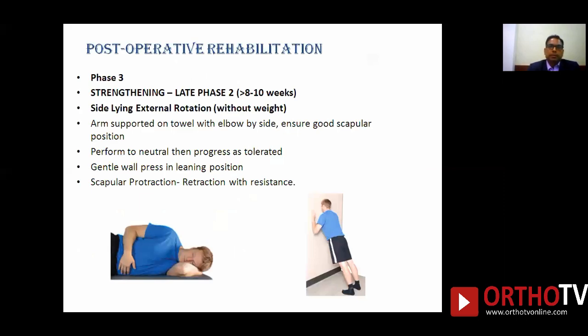Now once you get the full passive range of motion, a late phase of strengthening can be started. That will be after 8 to 10 weeks post-operatively. Then in this stage, the side-lying external rotation, with the arm supported on the towel and the elbow by the side, ensure a good scapular position, perform neutral, and then progress to rotation. Gentle wall press in the leaning position, scapular protraction and retraction with resistance. This can be started about 2 months postoperatively in the third phase of rehabilitation.